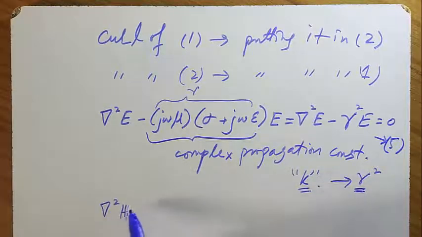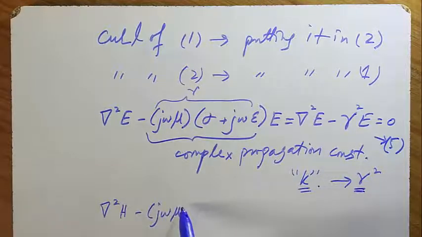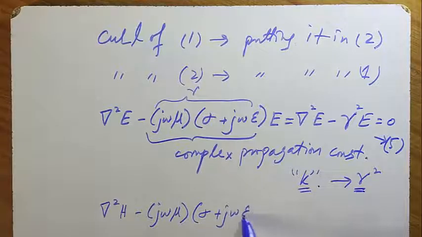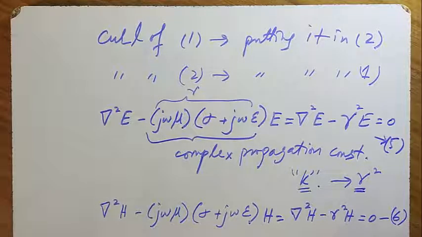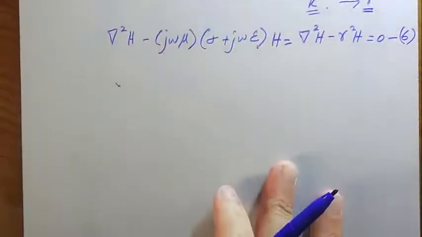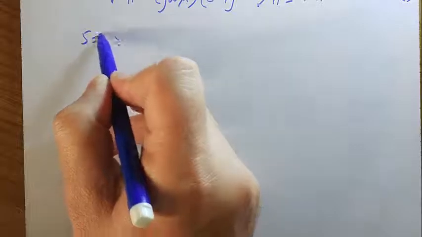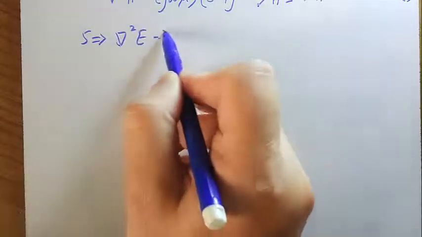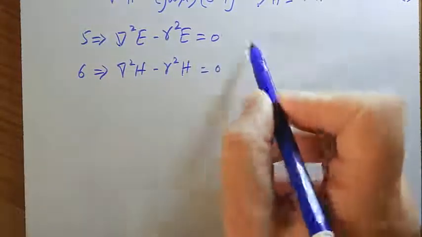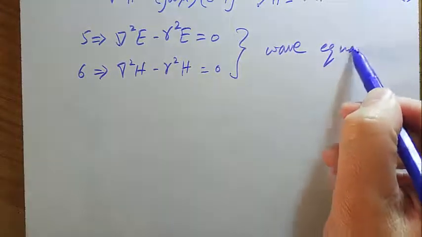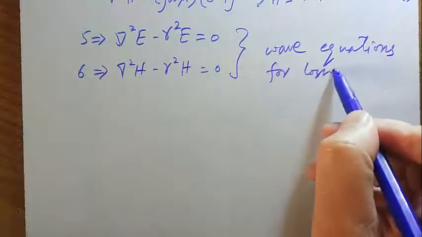So let me write the other equation. Laplacian of H minus j omega mu (sigma plus j omega epsilon) H, which is del square of H minus gamma square H equal to 0, and this is equation number 6. Let me rewrite equations 5 and 6 in order to understand them. So 5 implies that del square of E minus gamma square E is equal to 0, and 6 implies that del square of H minus gamma square H is equal to 0. So they are the wave equations for lossy medium.